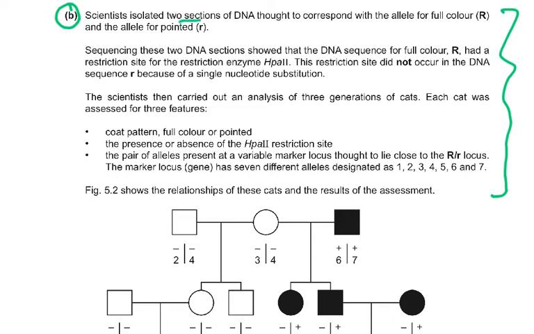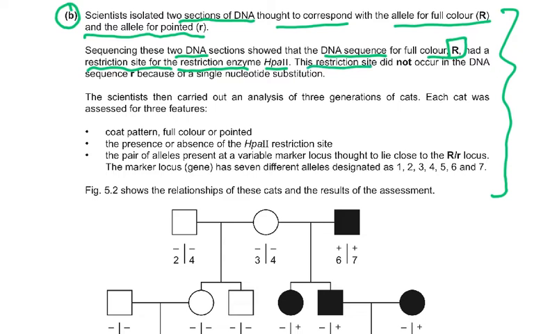So, scientists isolated two sections of DNA thought to correspond with the allele for full color and the allele for pointed. So big R, small r. Sequencing these two DNA sections showed the DNA sequence for full color big R had a restriction site for the restriction enzyme HPA11. I'll just call it HPA. This restriction site did not occur in the DNA sequence small r because of a single nucleotide substitution. Information given to you in the question: in the DNA sequence big R, there's a restriction site for the restriction enzyme HPA11. The restriction site does not occur in the DNA when there is small r.